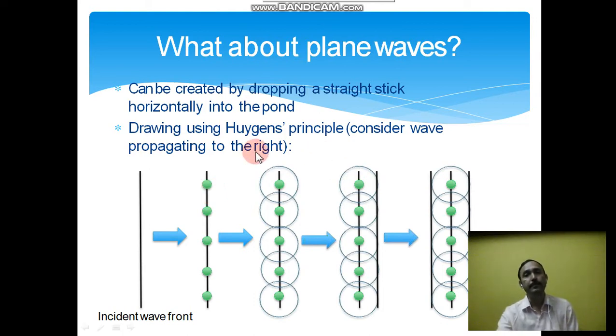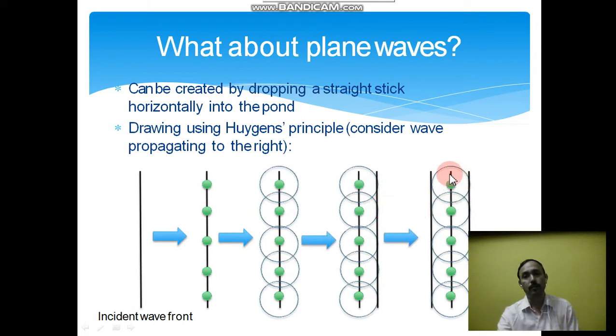Drawing using Huygens principle, consider a wave propagating to the right, from this direction to this direction. This is the incident wavefront. These are the point sources of disturbances. These are the circular wavefronts. Now it is propagating. We are drawing a tangent here. So this is another wavefront.